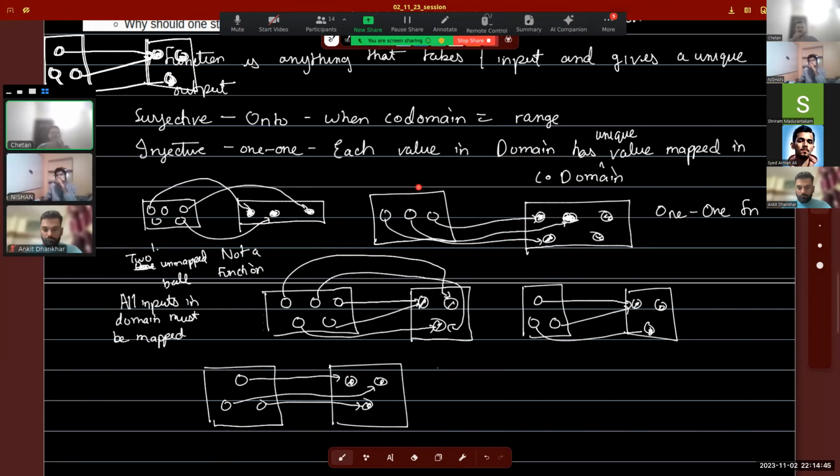So if we take a look at it here, we have each element in our domain mapped to some unique output in the codomain. It's a one-to-one function. Since there is a unique mapping happening here, it's a one-to-one function. But can we call it a surjective function? Can we call it an onto function? Can we say it?